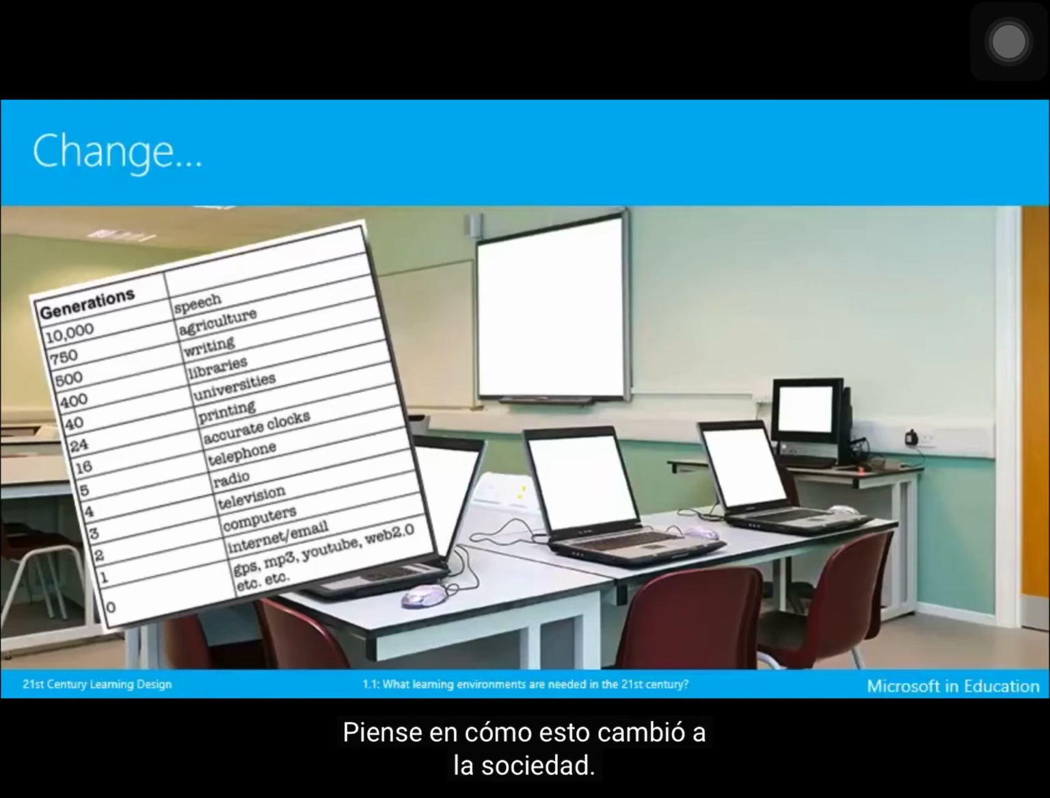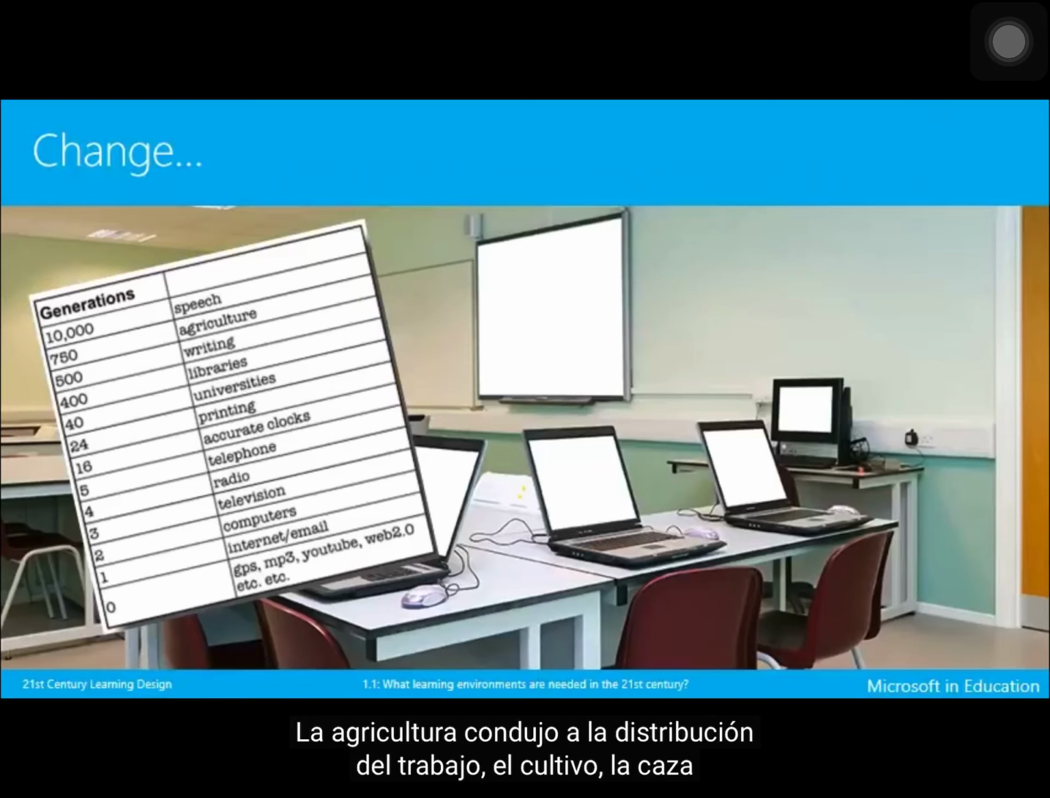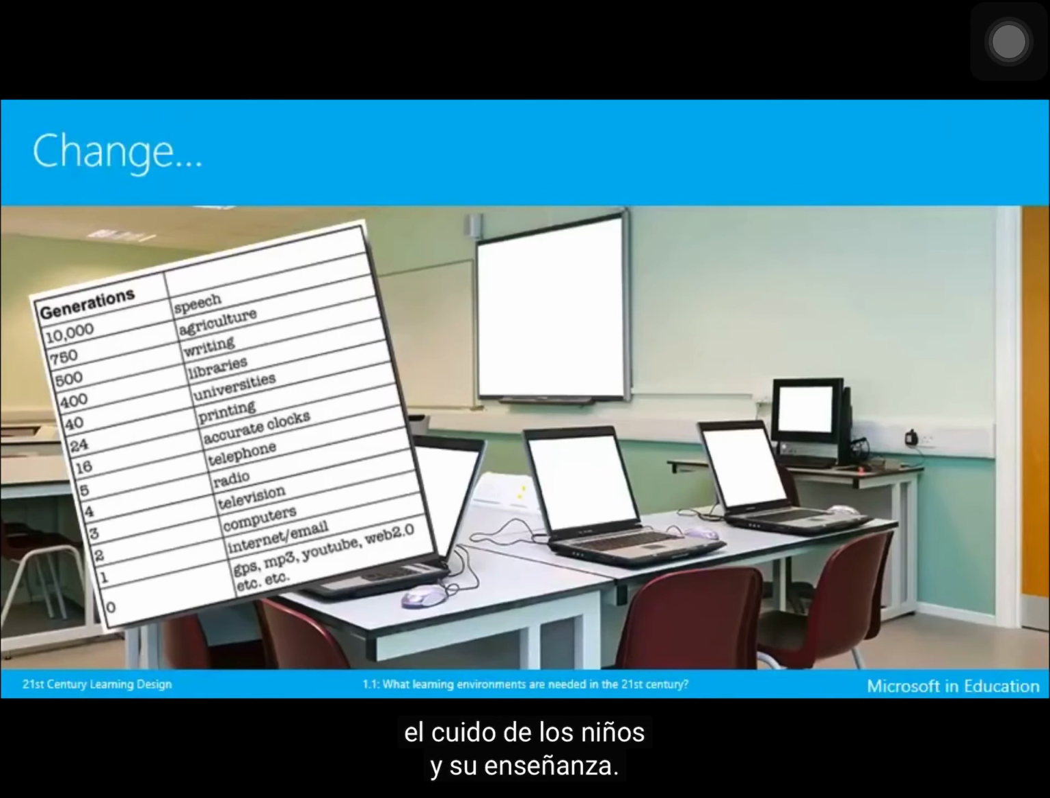Think about how this changed society. Agriculture led to distribution of labour, farming, hunting, taking care of the children and teaching them. Another 250 generations later, and writing emerges, the ability to share our ideas and thoughts beyond oral capacity. Formal recording of events can now occur. Printing is just 24 generations ago. Think of the magnitude of change this technological advance set into motion.